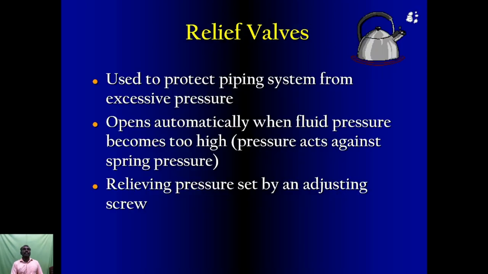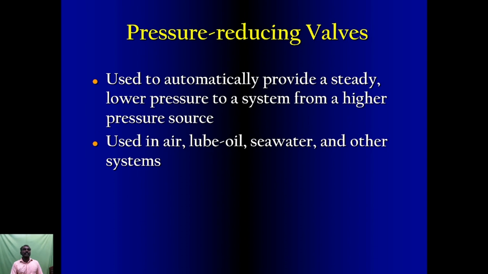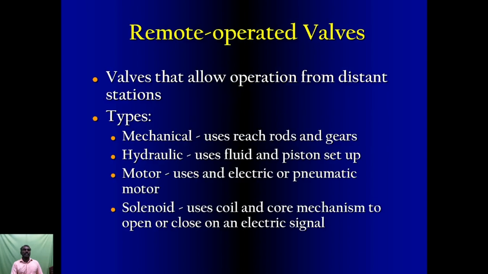Then relief valve, used to protect the piping system from excessive pressure. It opens automatically when the fluid pressure becomes too high. The pressure acts against spring pressure. Relieving pressure is set by an adjusting screw. Then pressure reducing valves, used to automatically provide a steady lower pressure to a system from a higher pressure source. Used in air, low oil, seawater and other pressure systems.